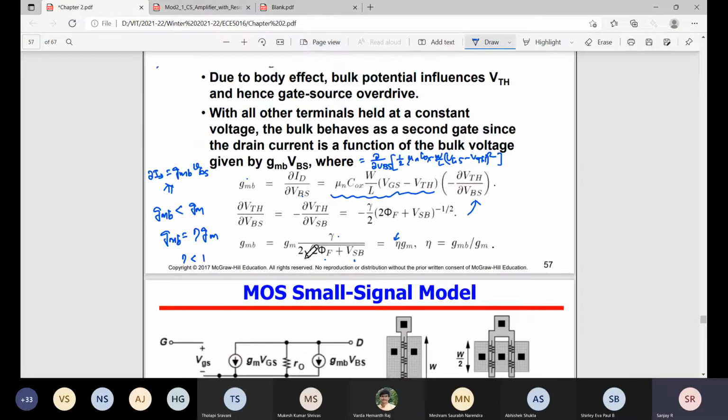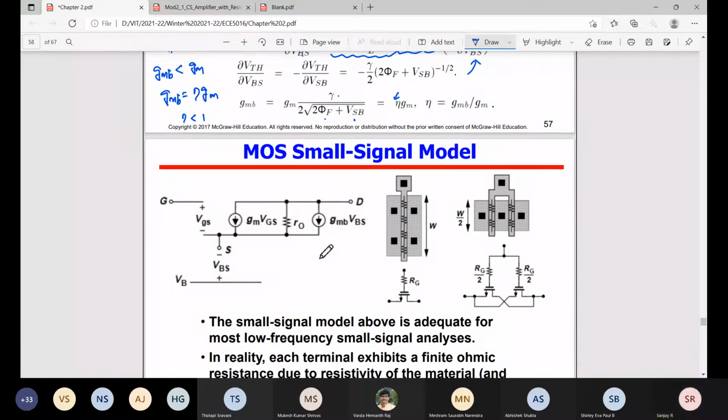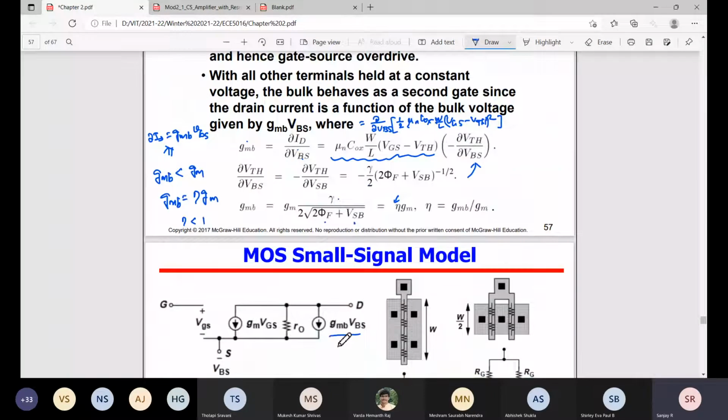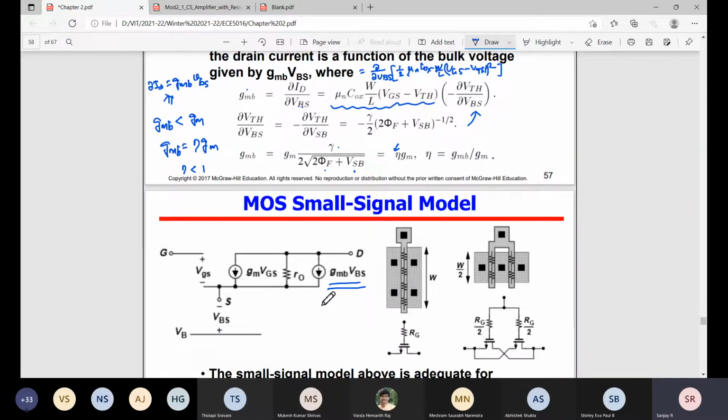It also flows from drain to source, so GMB into small VBS. Here VBS is not a large signal, it is a very small thing, I can think of it as a small signal. So this is due to the body effect; we include the GMB term here. So this is the final small signal model: the ideal voltage controlled current source, channel length modulation resistance, then the current conduction due to the body effect.